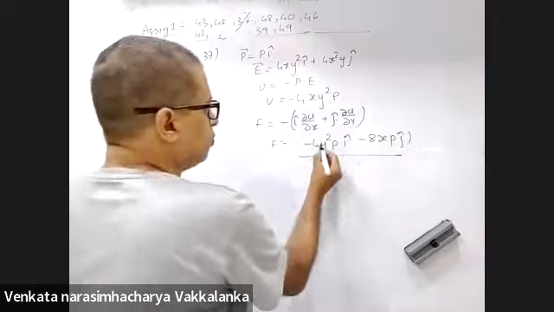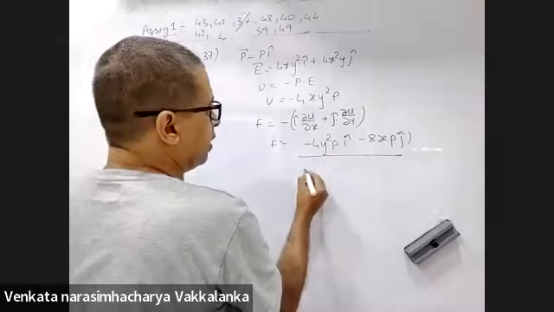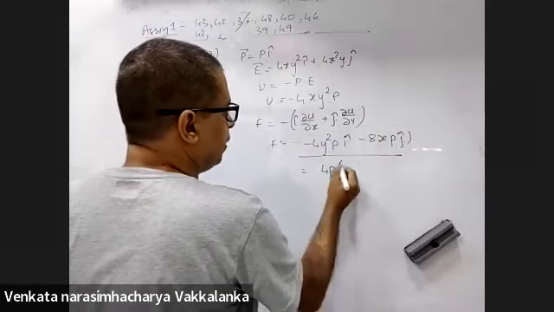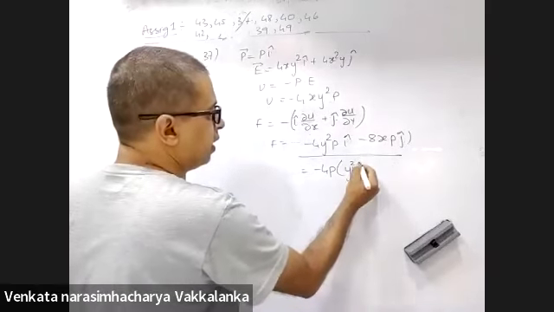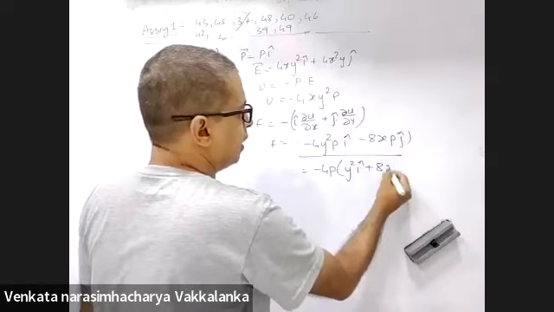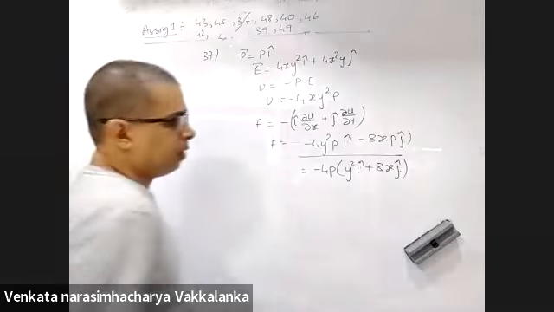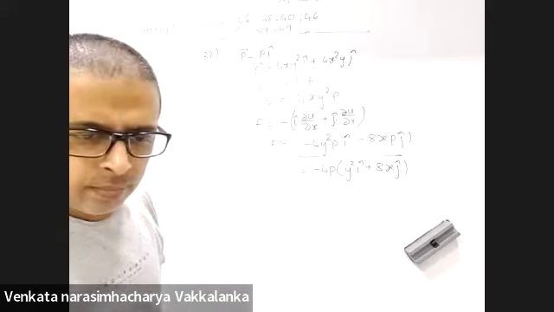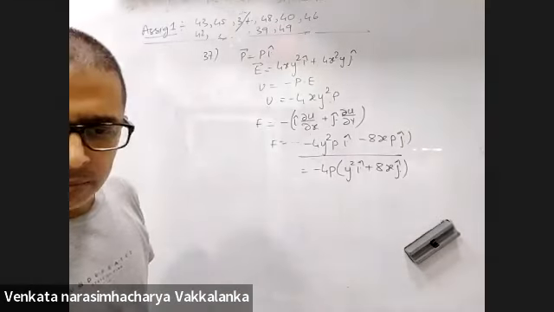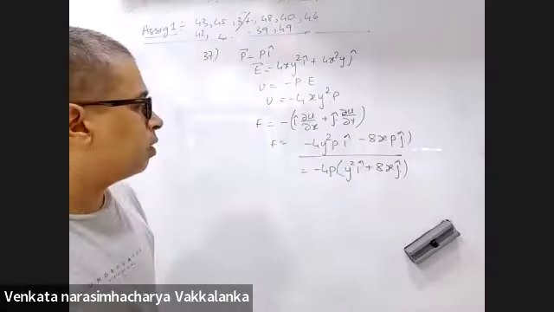You take 4p common. You will get, with a negative sign, y square I cap plus 8x j cap. If you take 4p common. What is the answer given for this? So the answer is 4py and in brackets y square plus 4x square, root.